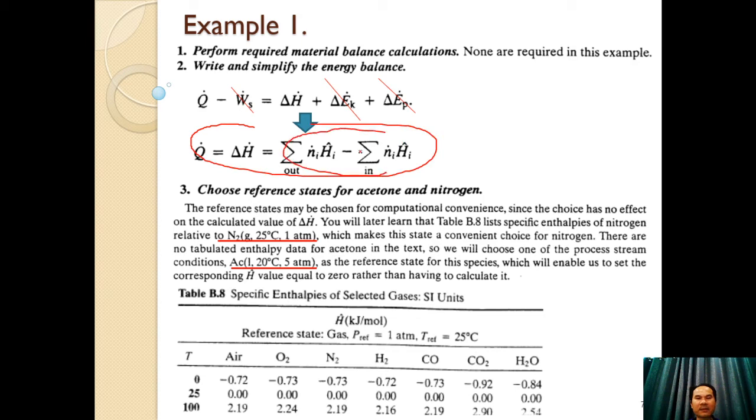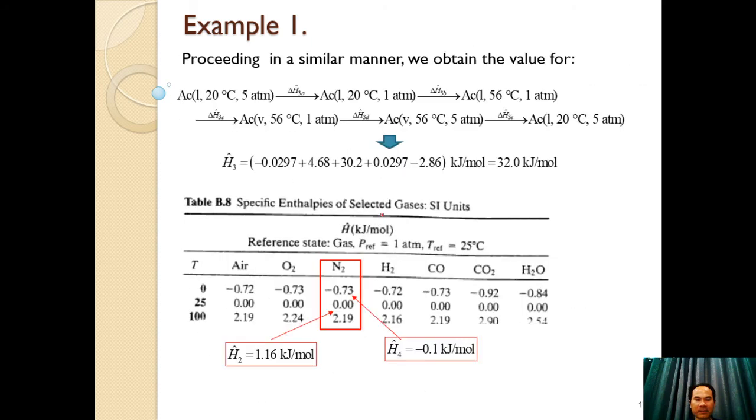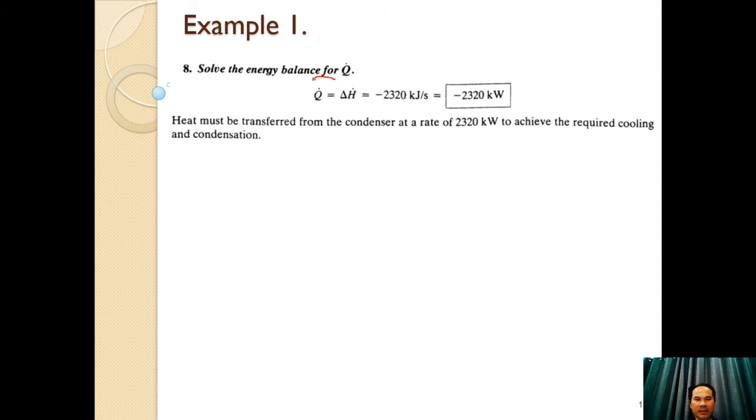We know this term, but for this case there is no work, no kinetic, no potential energy. That means Q dot equals delta S dot. And now you get Q dot equal to delta S dot, which equals minus 2020 kilojoule per second. Kilojoule per second means kilowatt, because watt is joule per second. In this case, you get heat equal to a minus value. This means heat is out of the system.